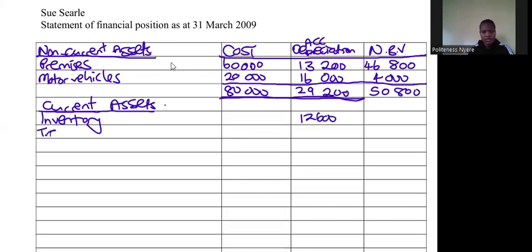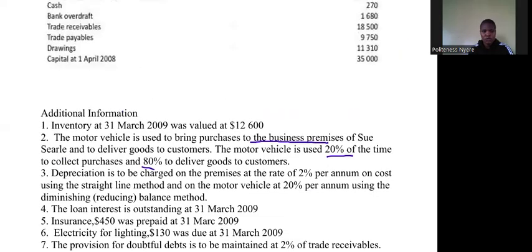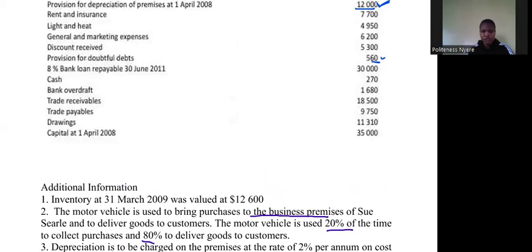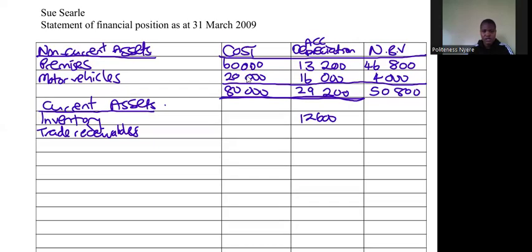Then trade receivables. So our trade receivables, how much? Trade receivables, 18,500. Then we say less provision for bad debt. So we're going to subtract provision for bad debt.